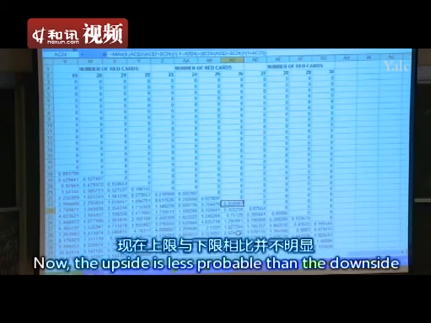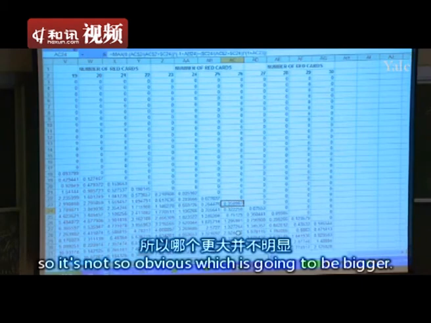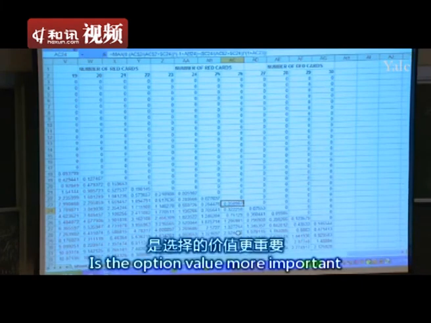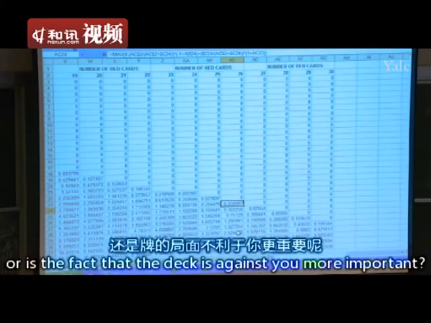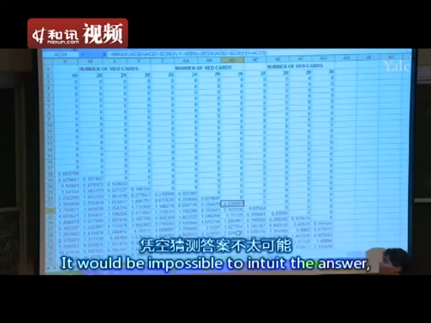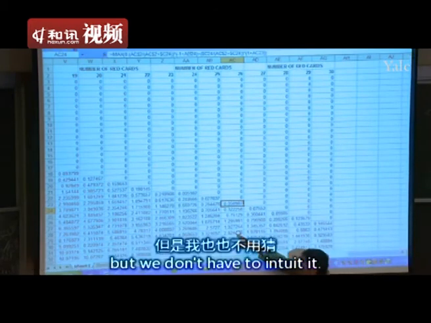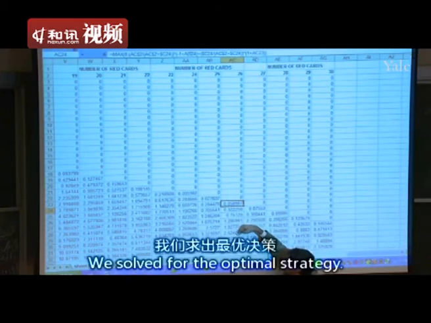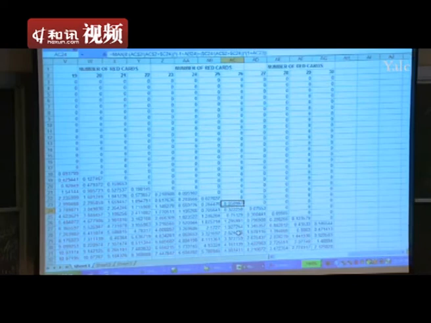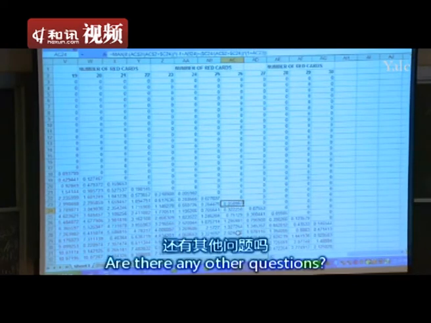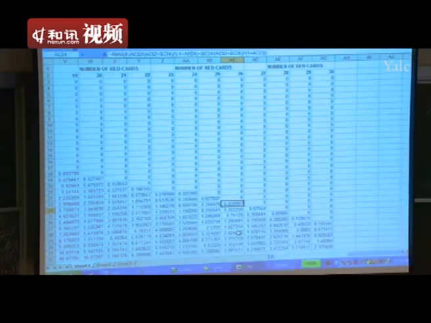Now, the upside is less probable than the downside, so it's not so obvious which is going to be bigger. Is the option value more important, or is the fact that the deck is against you more important? It would be impossible to intuit the answer, but we don't have to intuit it. We just proved it. We solved for the optimal strategy. Are there any other questions? It's quite amazing, right?